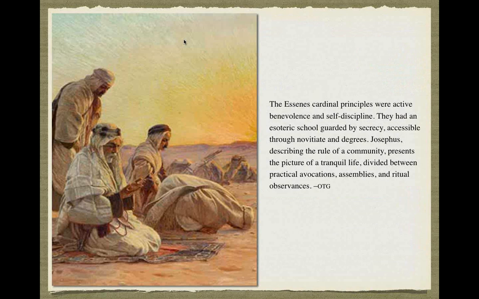Josephus, describing the rule of a community, presents the picture of a tranquil life divided between practical avocations, assemblies, and ritual observances. It makes sense that a reincarnation of Jesus, or a furtherance of the consciousness of Jesus, would find himself in a school that held a similar philosophy to the Essenes, if not the Essene school itself. And there are those who believe that Jesus was an Essene.